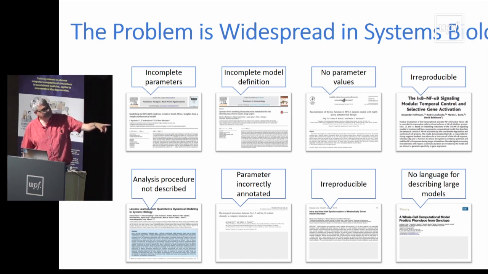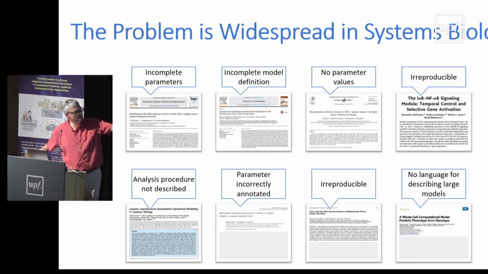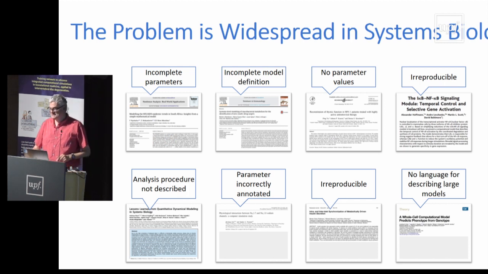Here's a funny one. Irony of ironies. Lessons learned from quantitative dynamic modeling in systems biology. Analysis procedure not described. Parameters incorrectly annotated. Another one that's not completely irreproducible. And this one I'll have a specific slide on. This was the whole genome Mycoplasma model Jonathan Karr and Markus Covert did some years ago, which got published in Cell. Turns out it can't be reproduced either. But I'll come back to why that's the case.